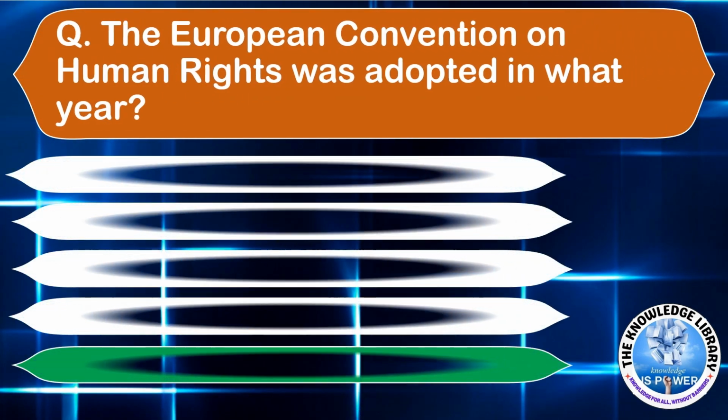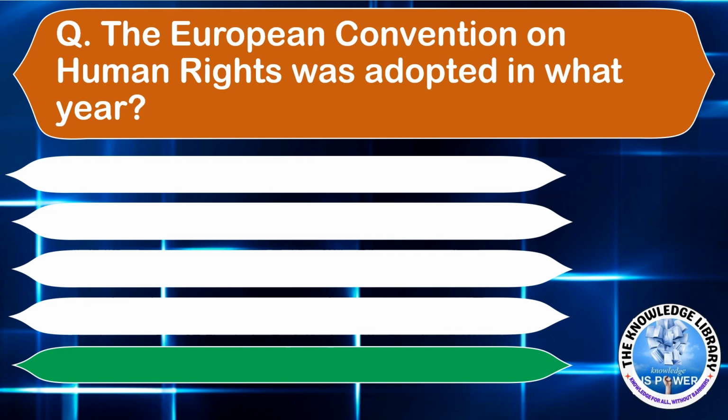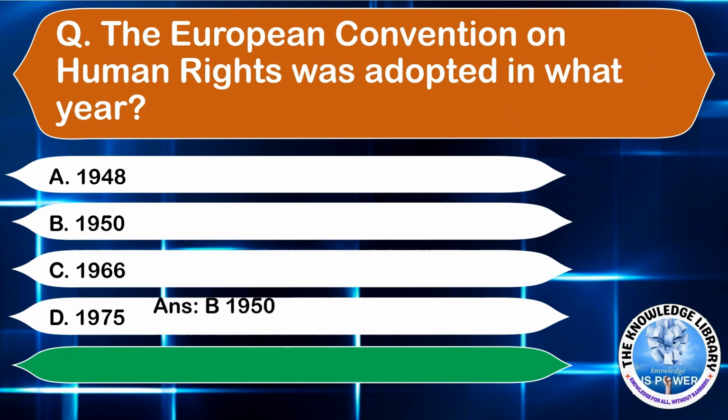Next question is, the European Convention on Human Rights was adopted in what year? Option A, 1948. Option B, 1950. Option C, 1966. Option D, 1975. Answer is option B, 1950.